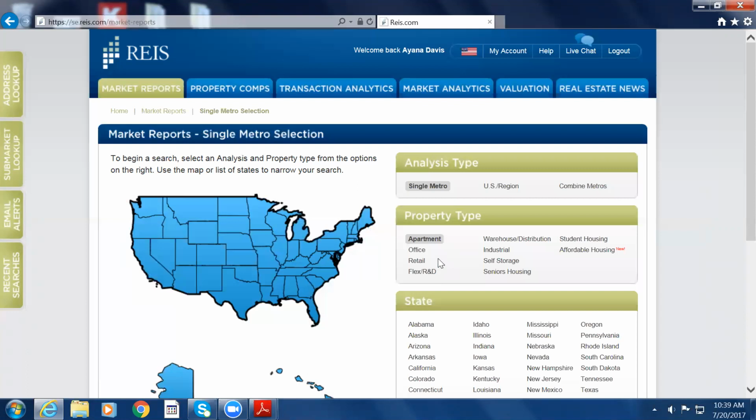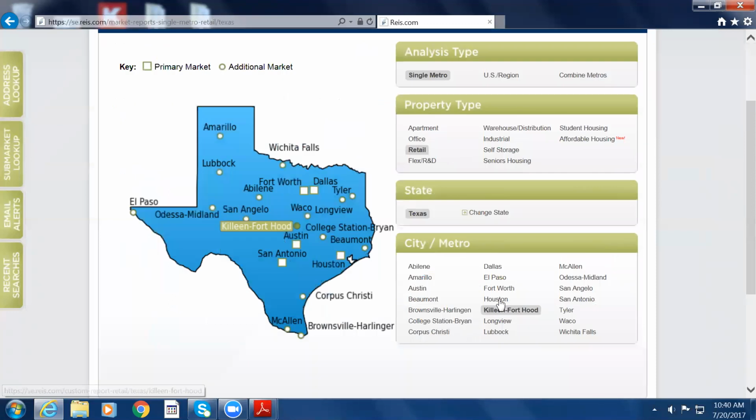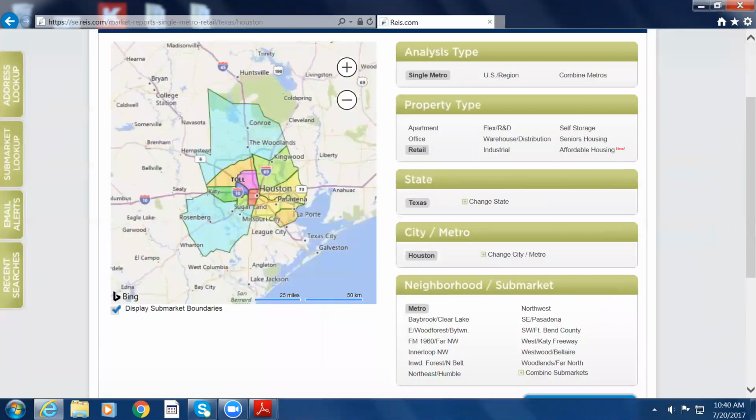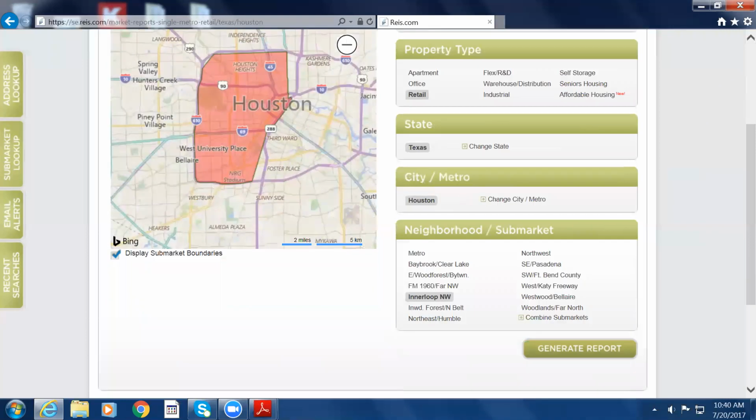Yeah, in terms of office and retail, it's really just content that's different. The look and feel of the reports will be pretty similar. So if I go over to retail, we can do Austin again, or actually let's do another market. Switch it up a little bit. Do Fort Worth or Houston. Fascinated by Houston lately. Let's do Inner Loop. And we'll generate the report.